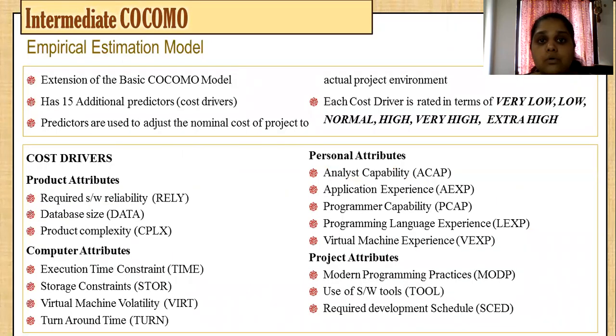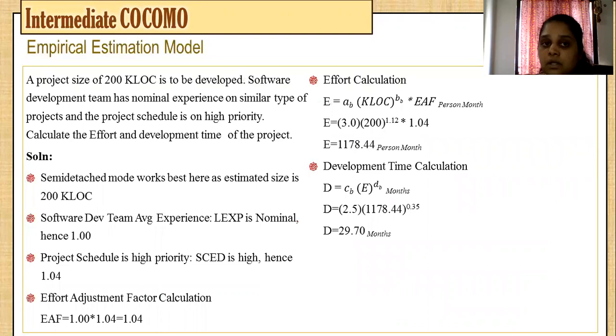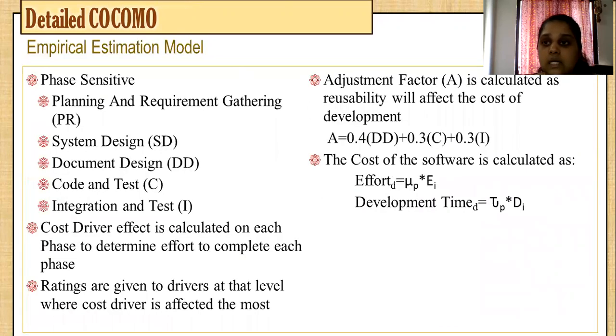We also saw the intermediate model of COCOMO, the second model. We saw that it consists of cost drivers which are rated as very low, low, normal, high, very high, and extra high. And these are bifurcated into four different parts, that is product, computer, personnel, and project attributes. And we saw how we can calculate the effort and development time using the intermediate COCOMO using this particular example. Today we shall move on to the last type of model of COCOMO, detailed or complete COCOMO.